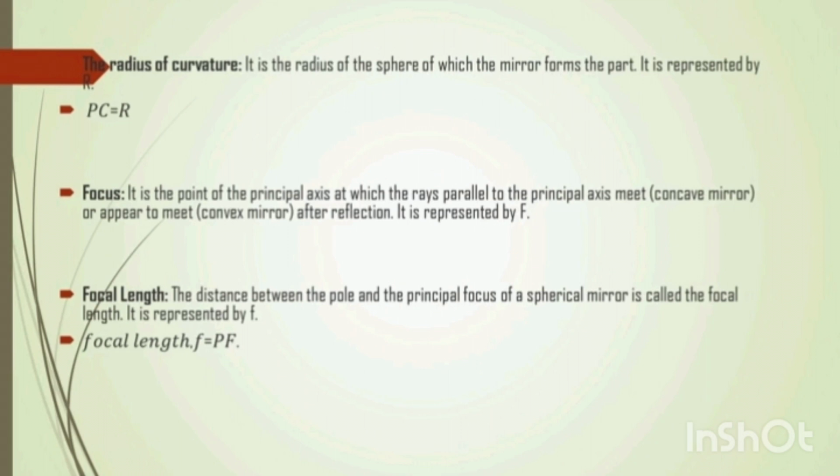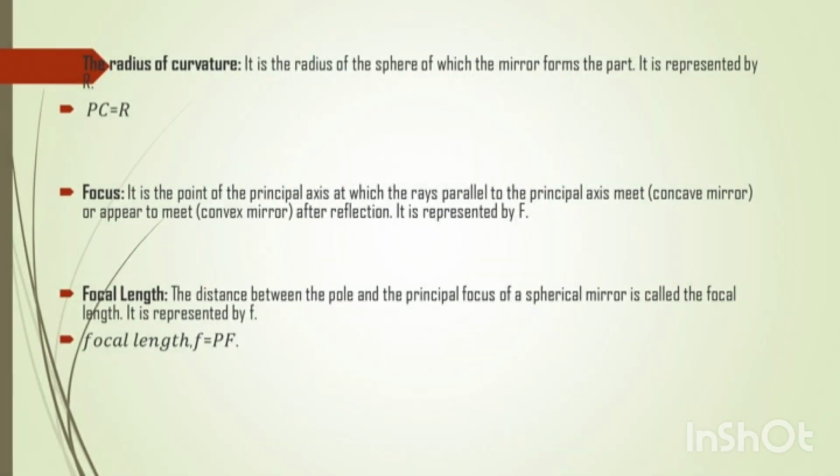Next is focus. Focus is a point on the principal axis at which the rays parallel to the principal axis meet. Where all the rays converge at one point, that is your focus. And focal length is the distance between the pole and the principal focus of a spherical mirror. Focal length is represented as PF.